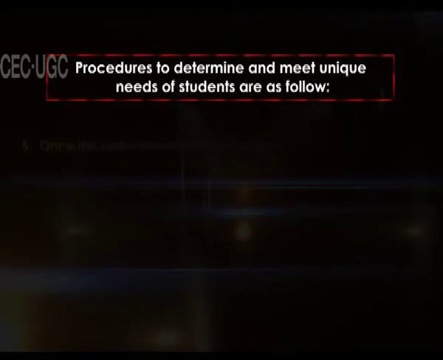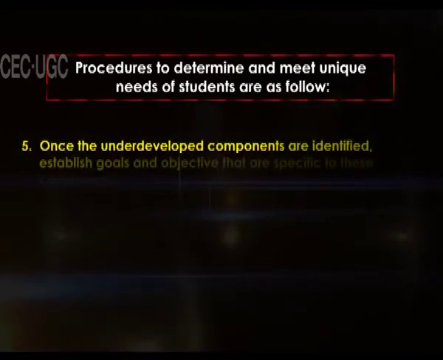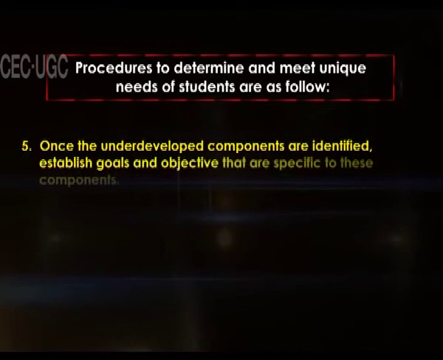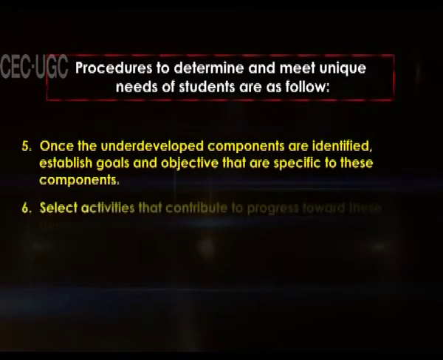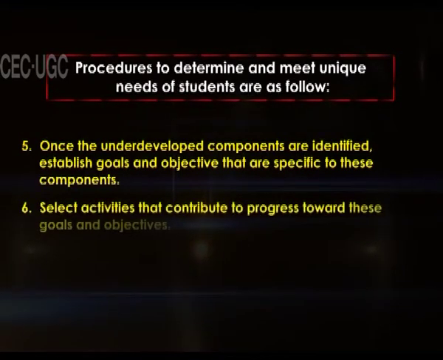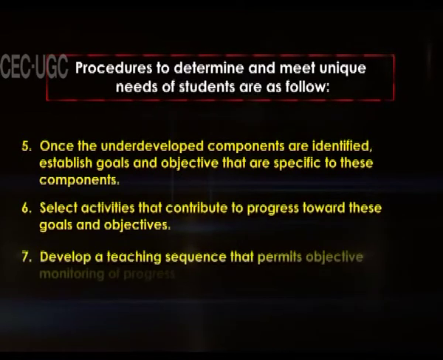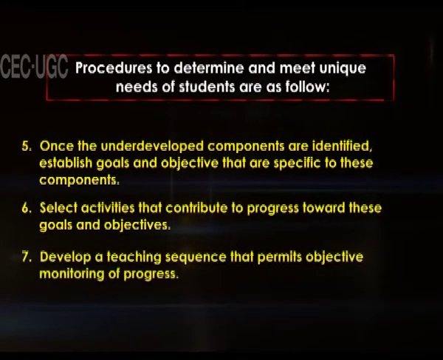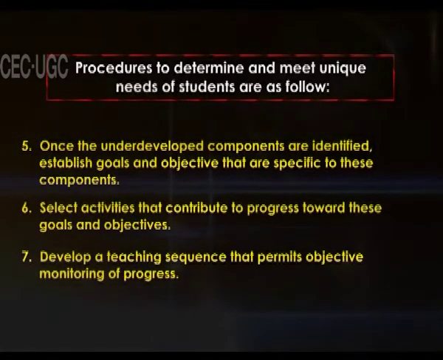Number 5. Once the underdeveloped components are identified, establish goals and objectives that are specific to these components. Number 6. Select activities that contribute to progress towards these goals and objectives. Number 7. Develop a teaching sequence that permits objective monitoring of progress.